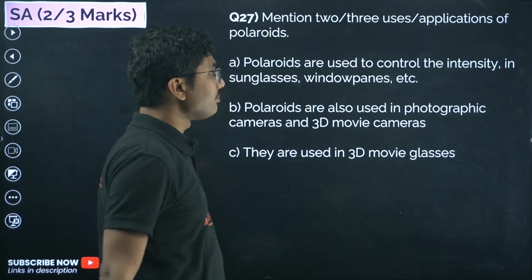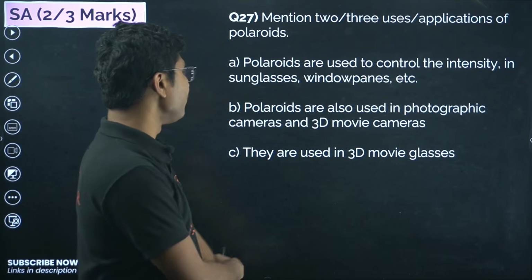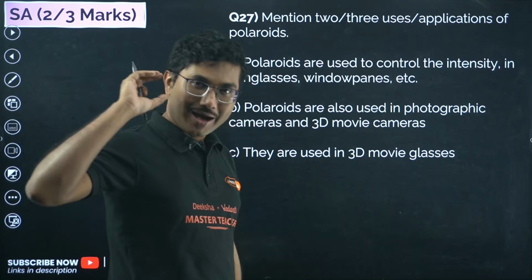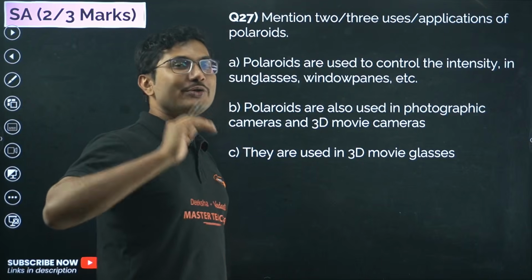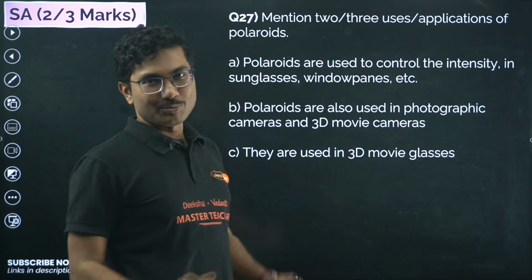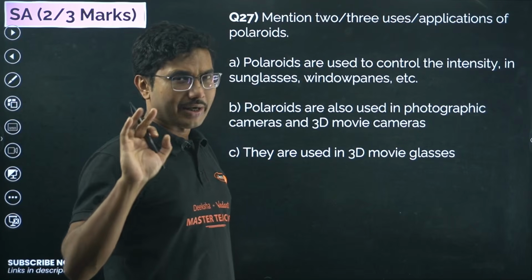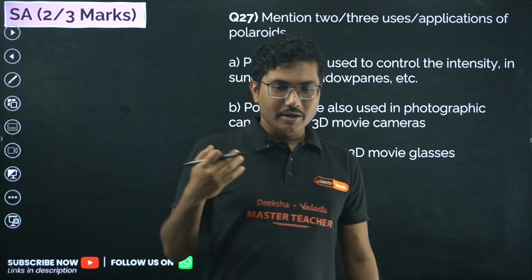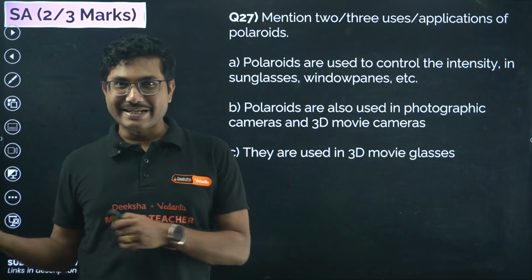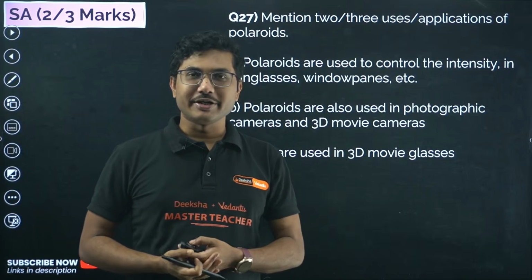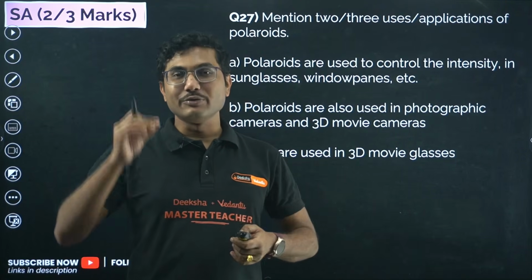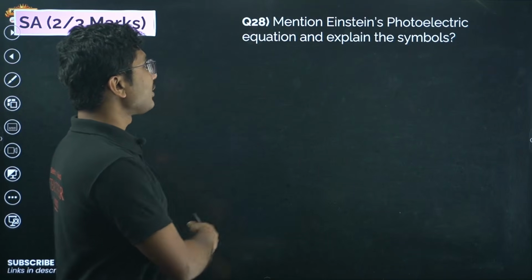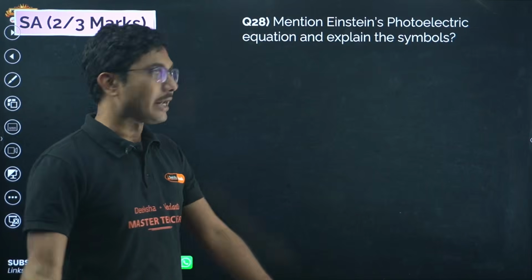Polaroids are also used in photographic cameras and 3D movie cameras. They are used in 3D movie glasses as well. Cameras are used to record movies, and to watch that movie you require 3D glasses. So in both cases Polaroids are required. You may have heard that James Cameron is recording movies using 3D cameras, and then it is projected in a 3D theater, and to watch that 3D you require special glasses, which are all Polaroids.